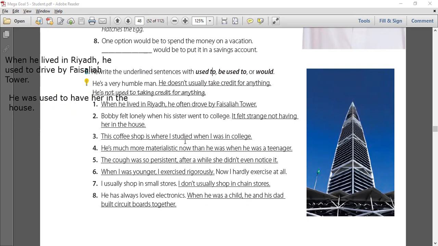Number 3. This coffee shop is where I studied when I was in college. So, how are you going to rewrite the sentence again? Something that was in the past, when I studied, when I was in college. So it's in the past. Someone who did not participate today. Come on, this is the last one.